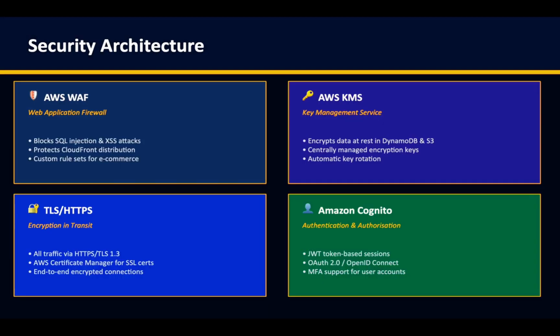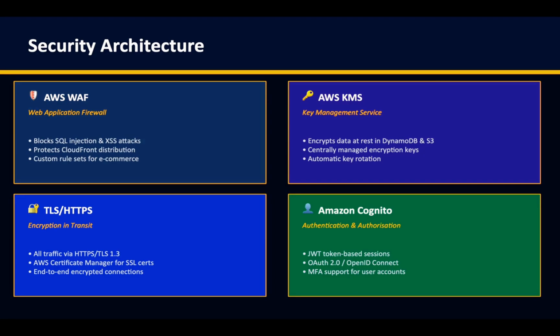Security architecture. Security is a non-negotiable requirement in this design. Let me walk through the four layers of protection. AWS Web Application Firewall sits in front of CloudFront and blocks common web attacks, SQL injection, cross-site scripting, and other OWASP threats. You can configure custom rule sets tailored to e-commerce patterns like rate limiting checkout endpoints. AWS KMS, the Key Management Service, handles encryption at rest. Every piece of data stored in DynamoDB and S3 is encrypted using KMS managed keys. Key rotation happens automatically, so there is no manual key management overhead.